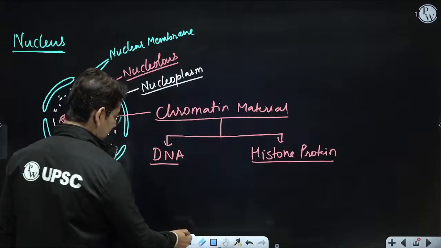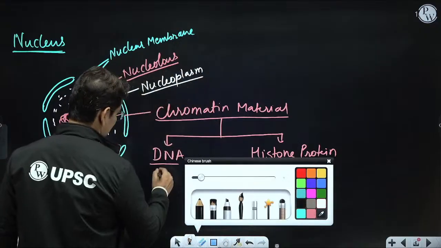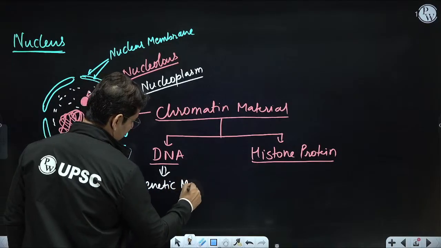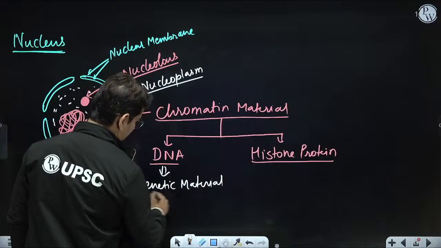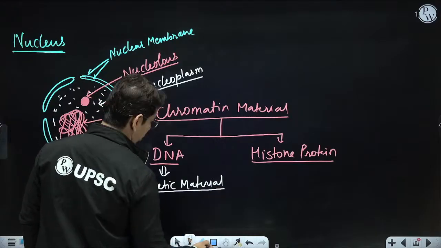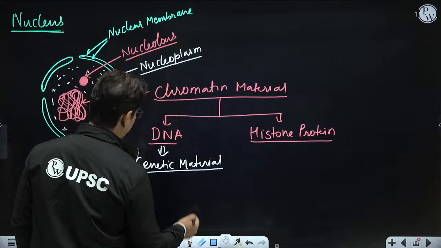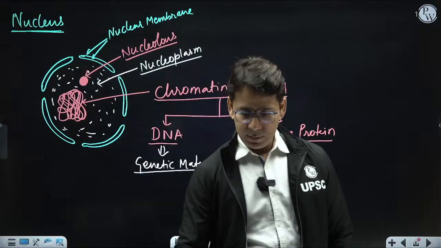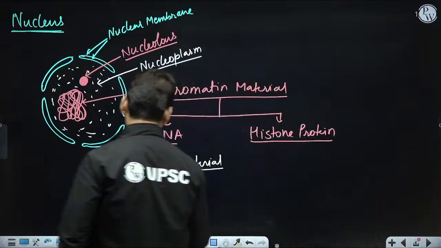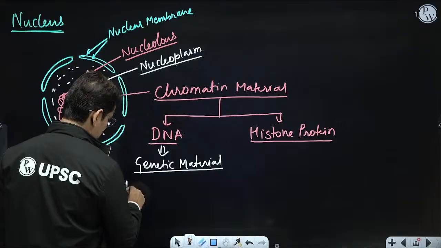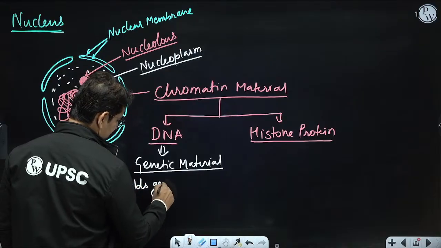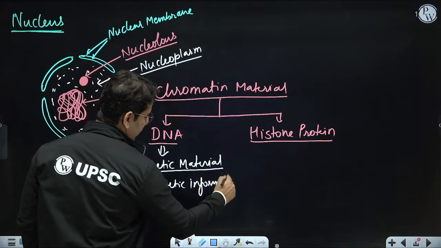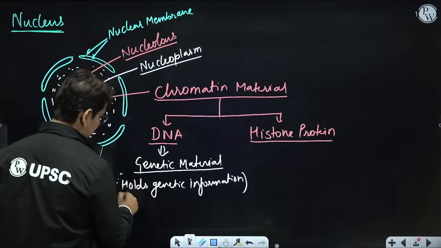So for DNA, here we can write: DNA is genetic material. Why? Because it has got the genetic code. It has got all the information in our body. Why do we call it genetic material? Because it holds genetic information. Right? It holds genetic information.